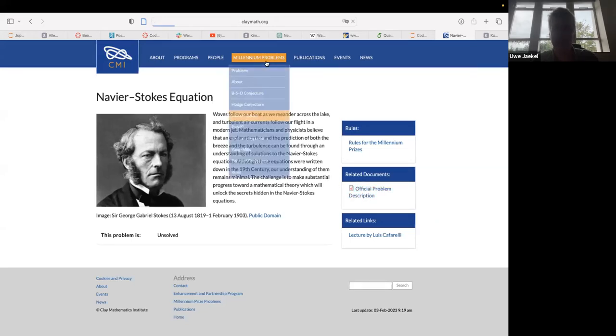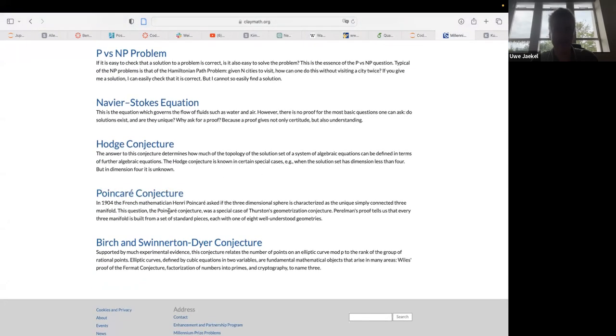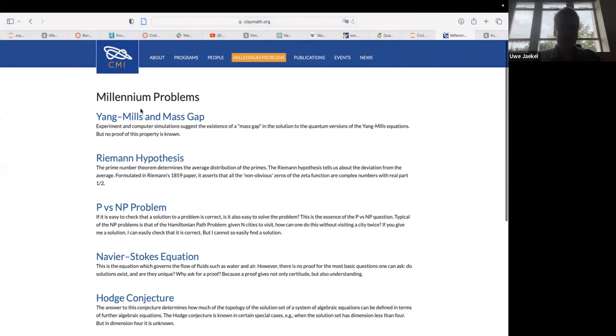Of these Millennium problems, only one has been solved. That's the Poincaré conjecture, solved by a Russian mathematician called Perelman. Maybe you have heard about it. The crazy thing is he rejected this prize. He said, no, I've solved the problem, that's enough, I don't want the money. He was also young enough to get the Fields Medal, and he didn't take that either, as far as I know. The Fields Medal is the kind of Nobel Prize of mathematics.